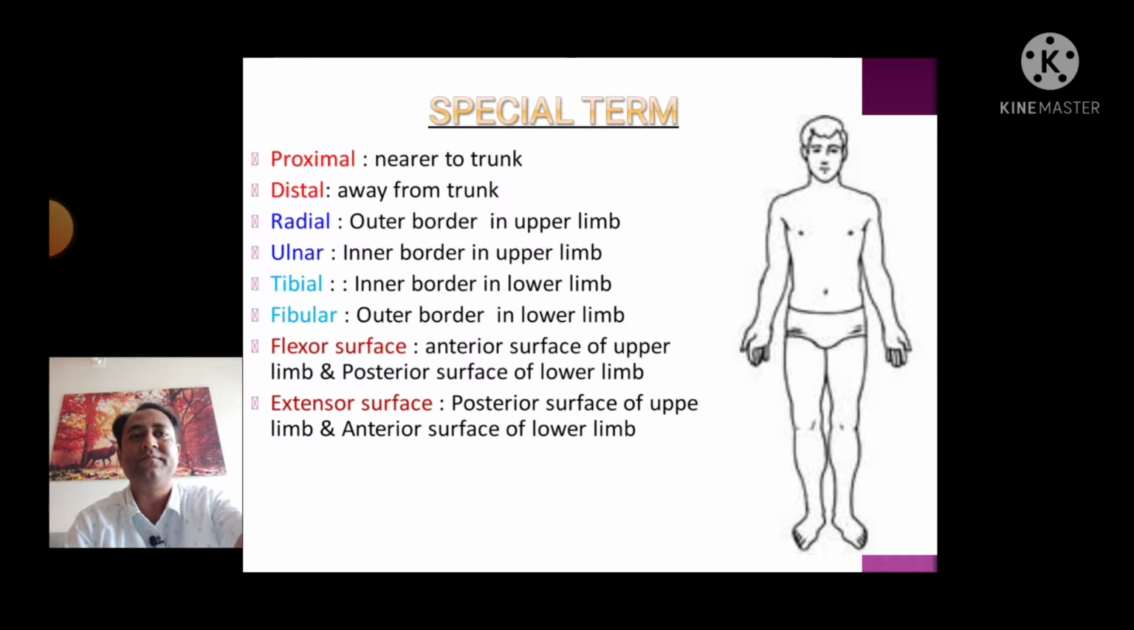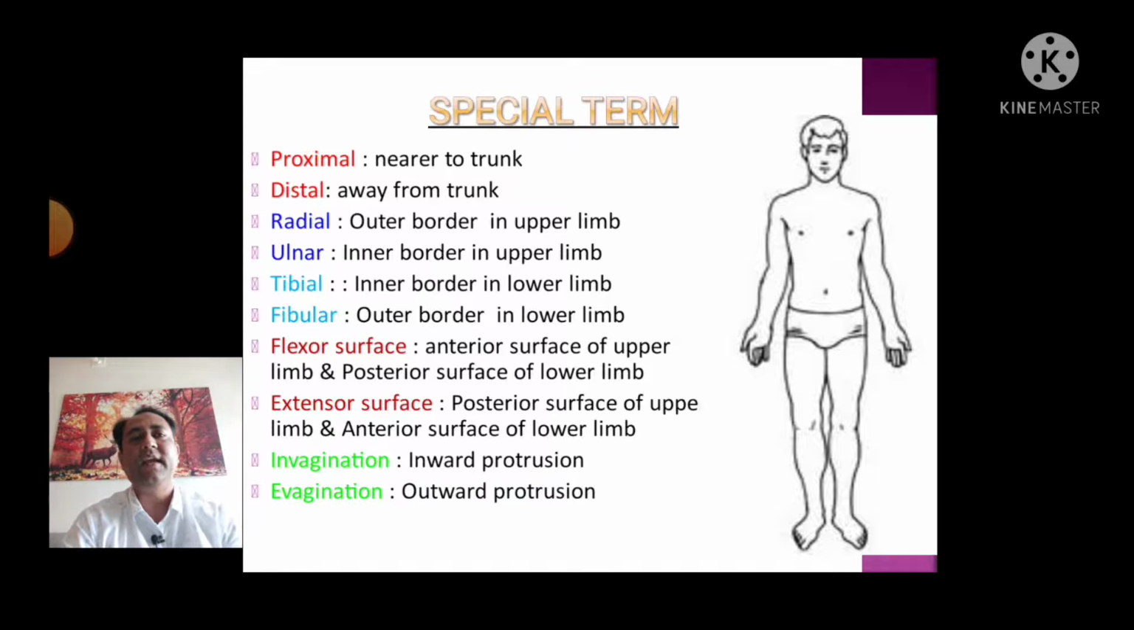Opposite to that, the posterior surface of the upper limb, this is the posterior surface of the upper limb. Same way, the anterior surface of the lower limb is called the extensor surface. If the upper limb is folded and you want to extend it, this surface will play the role, so it extends like this. So it is the extensor surface. Okay.